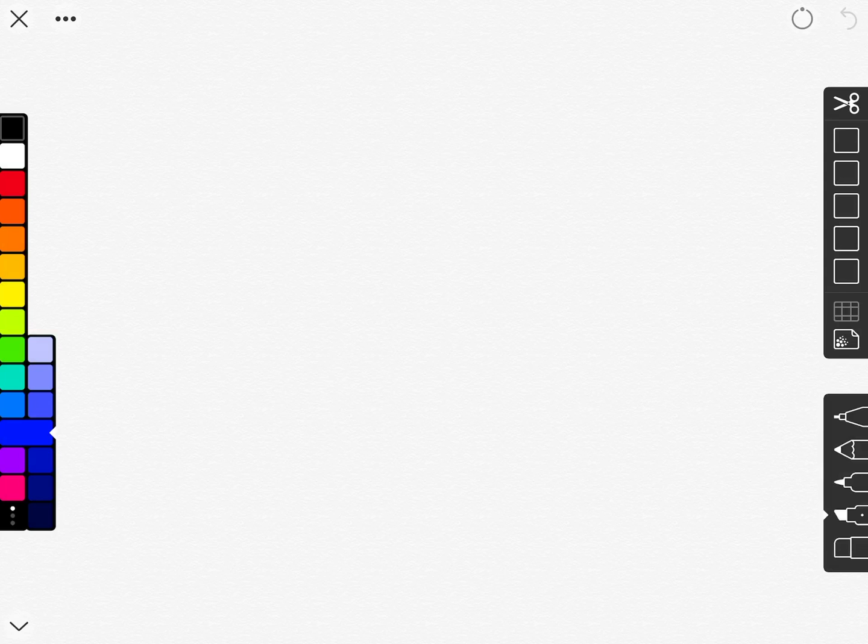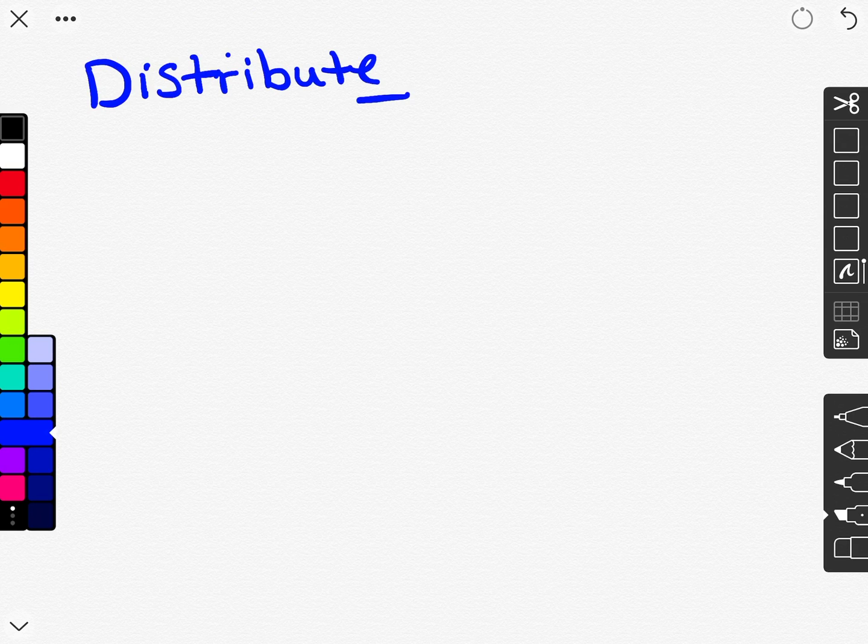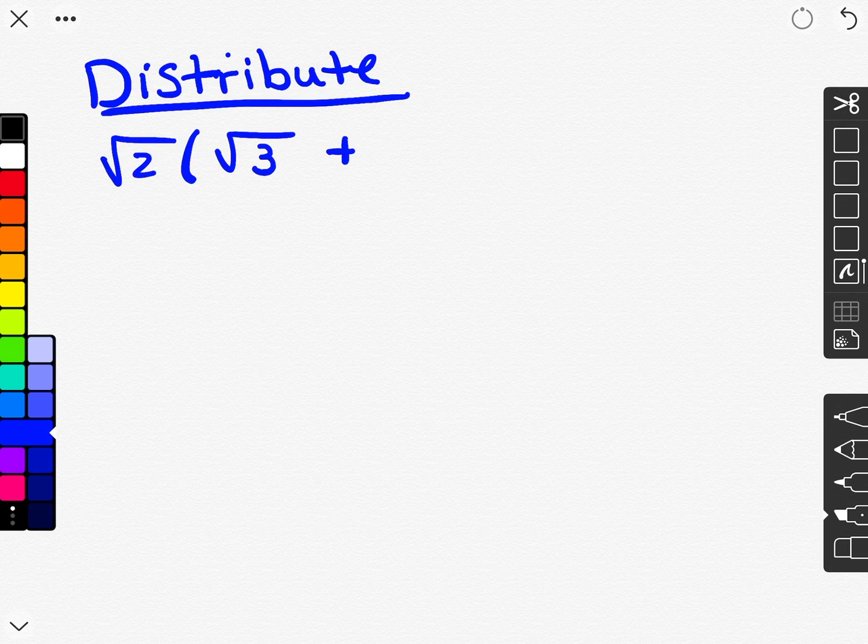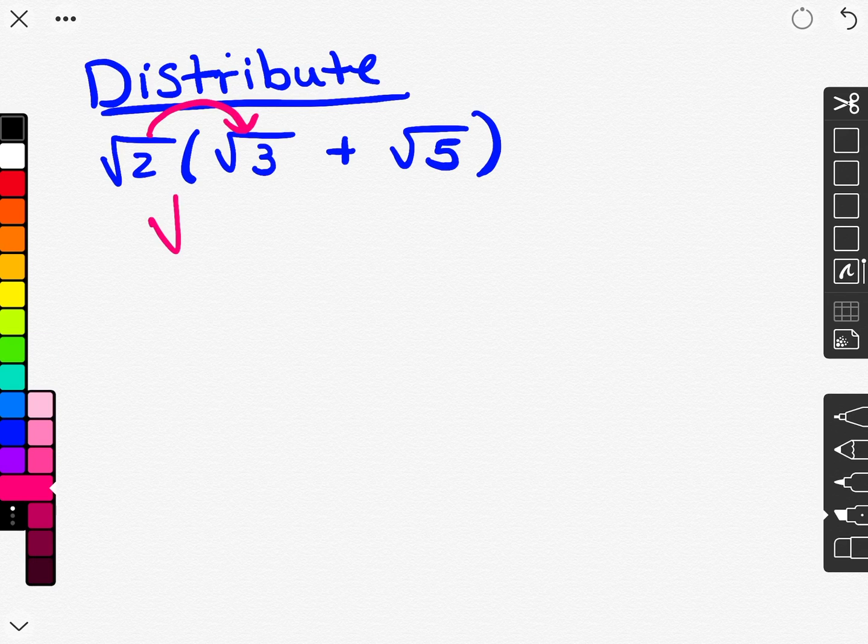Okay, the next thing that we need to do is distribute. So, same rules apply, just like we did before. Inside times inside, outside times outside. So the square root of 2 times the quantity, root 3 plus root 5. Just like we distribute, if there was x's or numbers, we're going to distribute. We're going to do this times this. So that's 2 times 3.